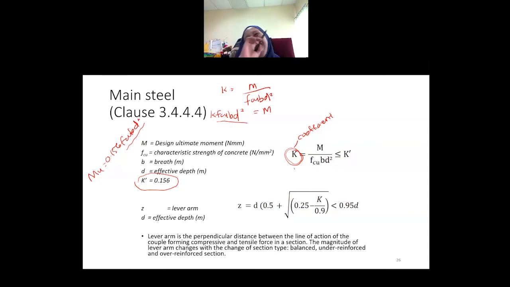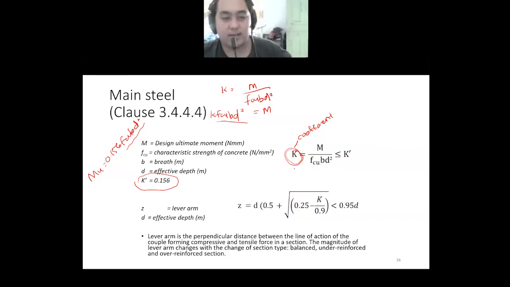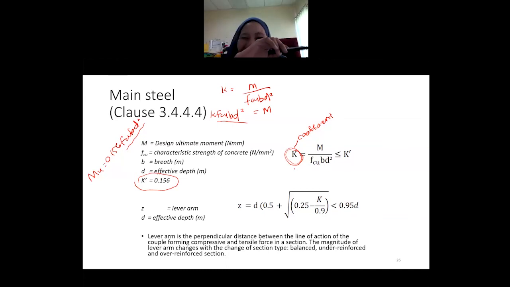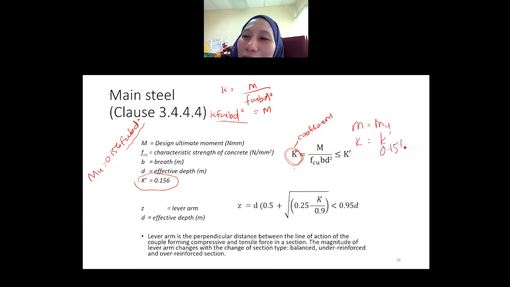Faham tak? Aku cari. Yes. So that's why kita kena cari. Dia bukan 0.156. Kalau M sama dengan MU, yes, K awak akan jadi sama dengan K prime, which is 0.156. Kalau tak sama, awak kena cari. Tu maksud dia.